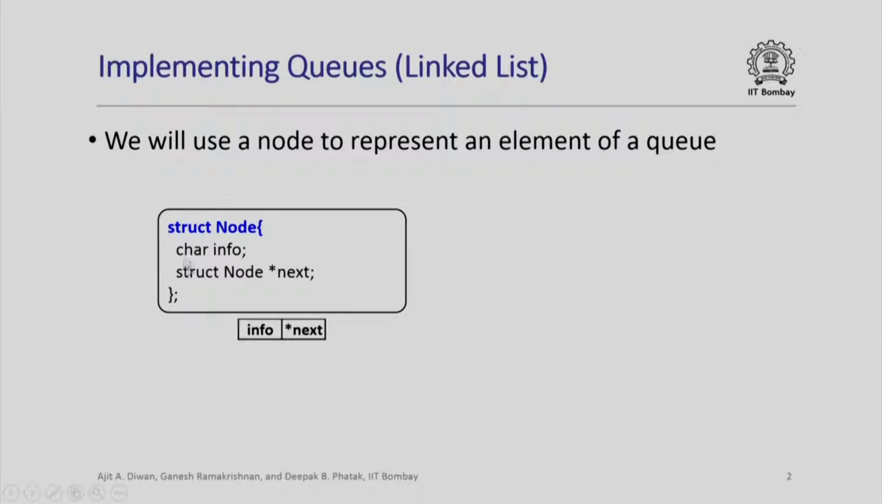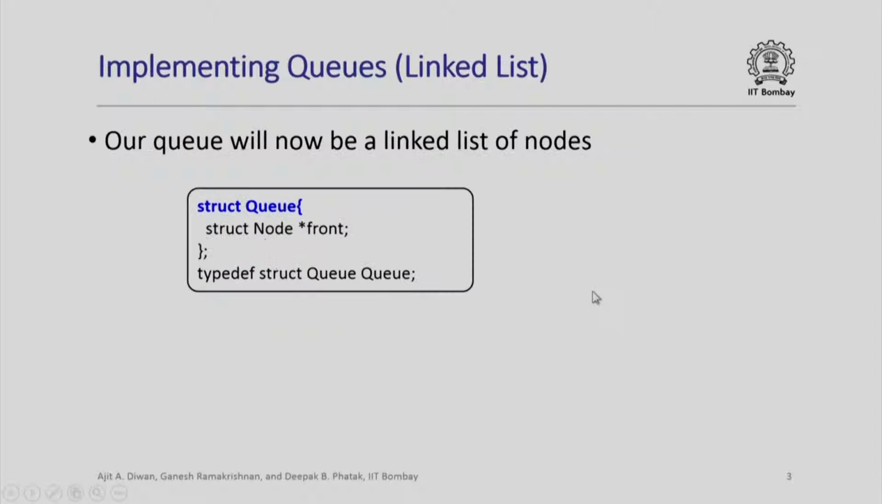We will use a node to represent an element of the queue. So the structure of the node is very simple. It will contain information and it will contain a pointer to some other node. We shall see how the pointers are used. Our queue itself will be a linked list of nodes, very similar to what we did in implementing stacks using linked lists. There is no fundamental difference in these two operations.